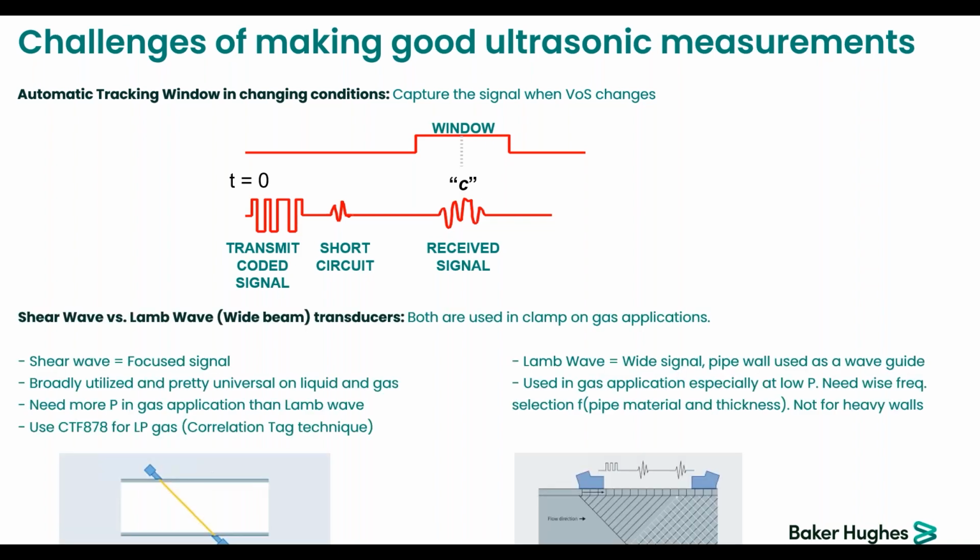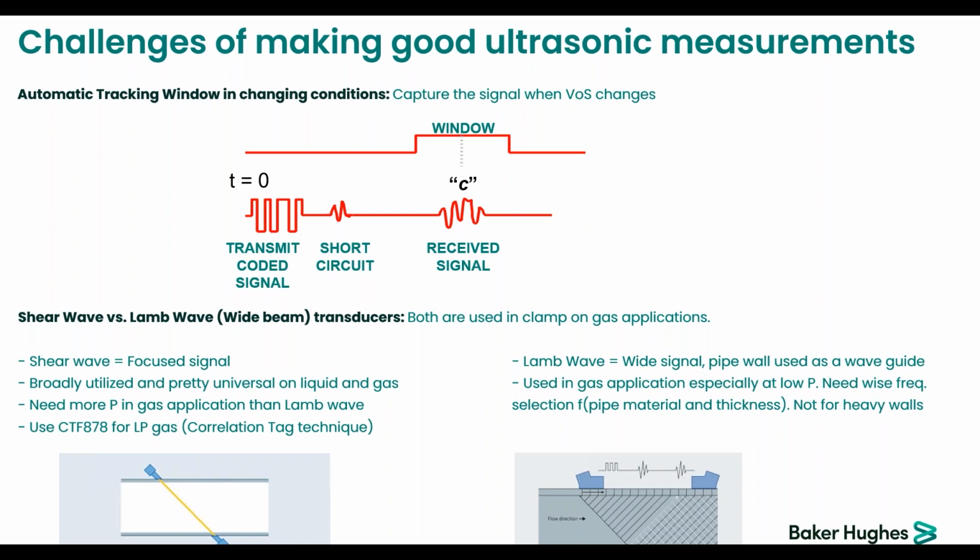So there are also different types of transducers, the shear wave and the lamb wave, which has a wider beam. In other words, the shear wave is a very focused signal and works in all the possible applications. It can be extremely low pressure gas when it's wetted, and it can work in very high pressure liquid or gas in either way. On the lamb wave, you use the pipe wall as a waveguide, so it kind of resonates in the pipe wall and it spreads a very large beam.